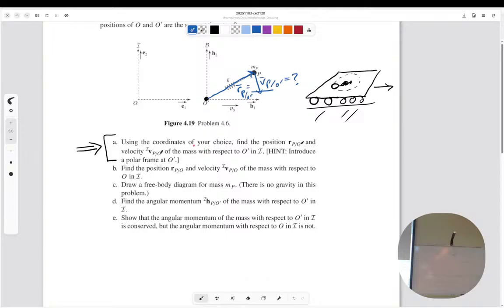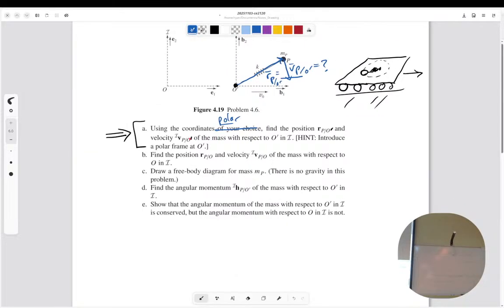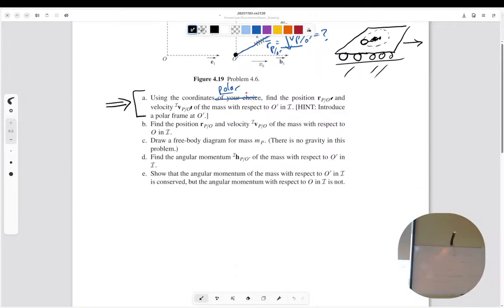So rather than coordinate of choice, we could say polar coordinates. R of P / O prime. So what is position in a polar coordinate system? What do you need to know? Yeah, theta and the radius. Theta and radius, yeah. So if we know theta and we know radius, then we know where it is.